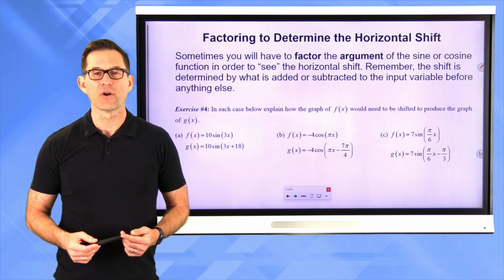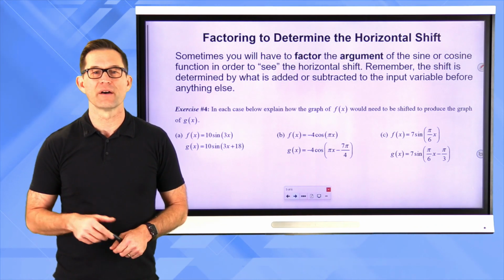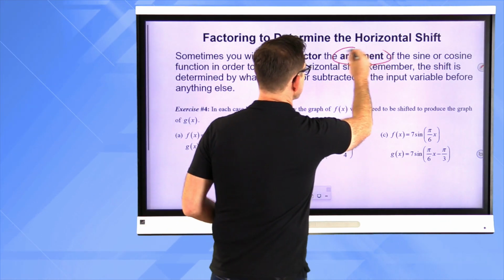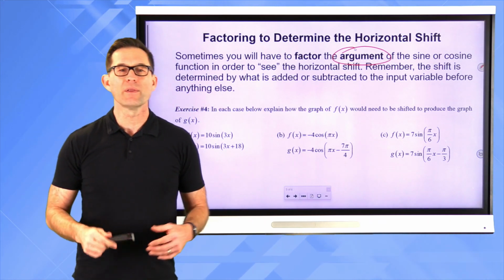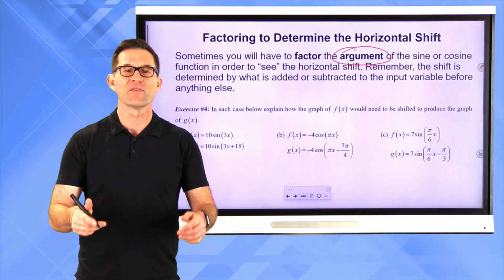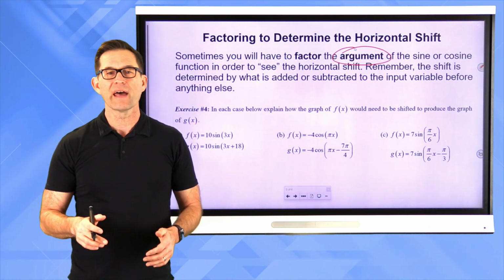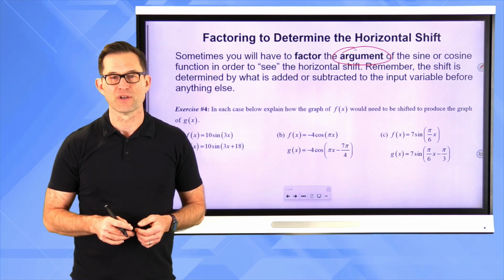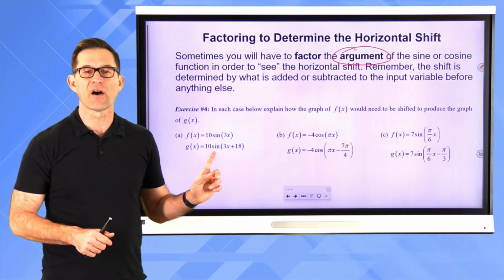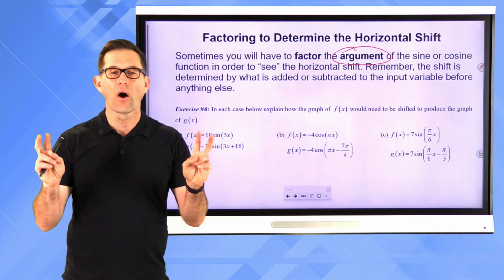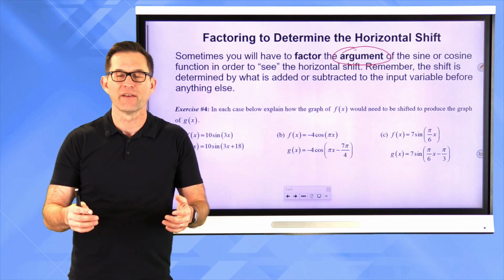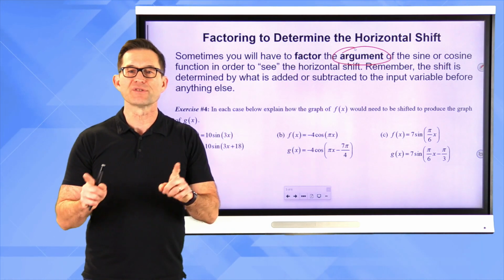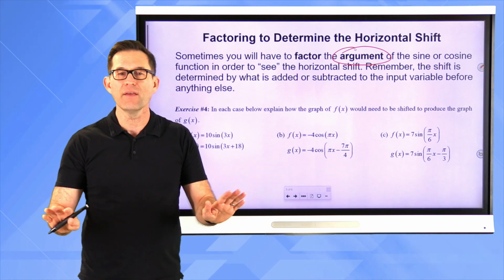Sometimes you will have to factor the argument of the sine or the cosine function in order to see the horizontal shift. And side note, this particular piece of terminology, the argument, is something that you only see in higher level math. But the argument is the thing that's inside of a function. Like if I had log of x plus 7, x plus 7 would be the argument of the log function, okay? If I have something like 10 sine of 3x, 3x is the argument of the sine function, the thing that's inside of it. The key is to remember that the shift is always determined by what is added or subtracted to the input variable before anything else.